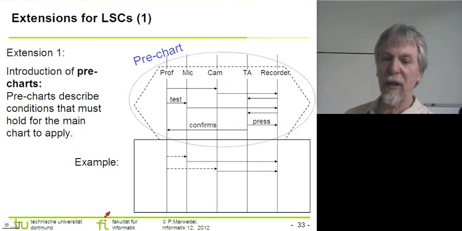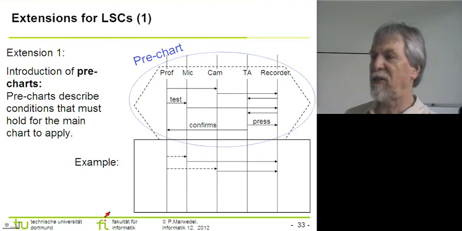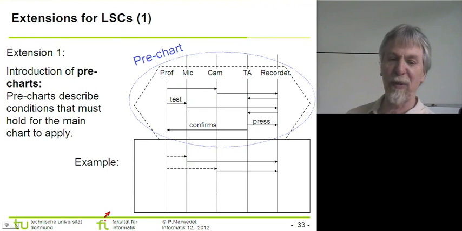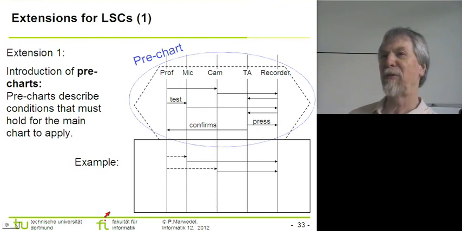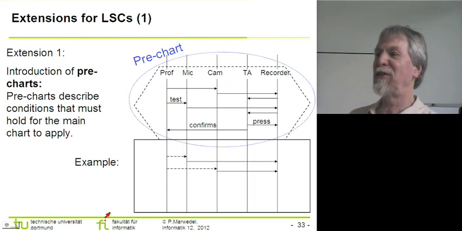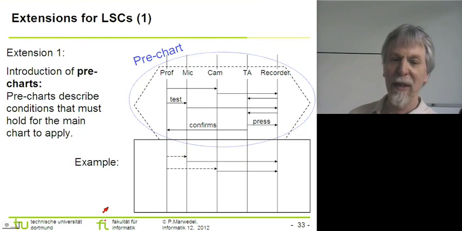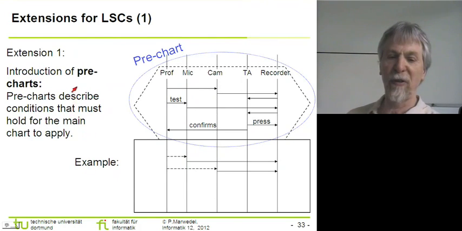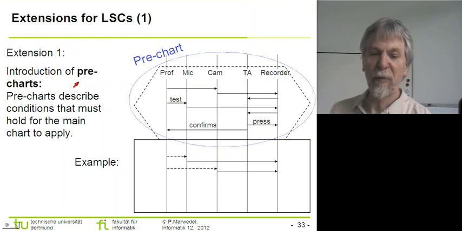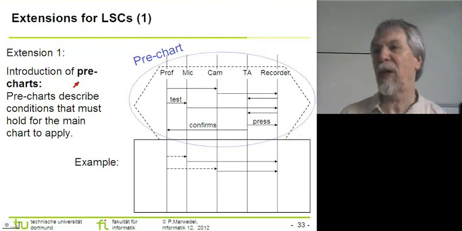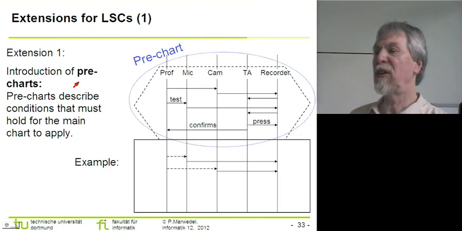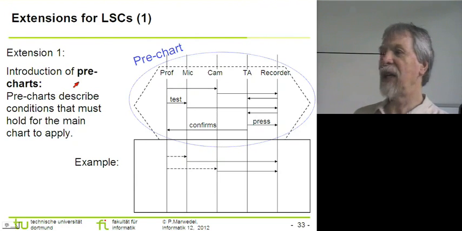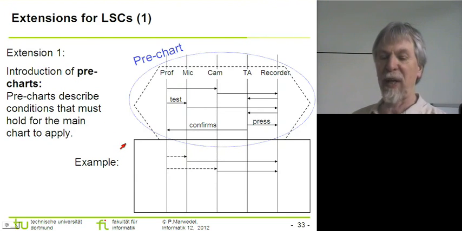Now I'd like to describe the extensions that we see for live sequence charts, and again I'm referring to a situation that you're used to as well. The first extension for live sequence charts is that we are able to introduce so-called precharts. These precharts are describing a necessary condition that must be met if the main chart really applies.